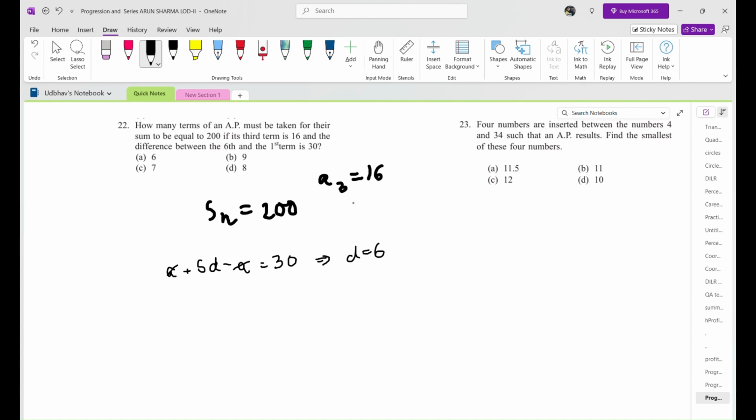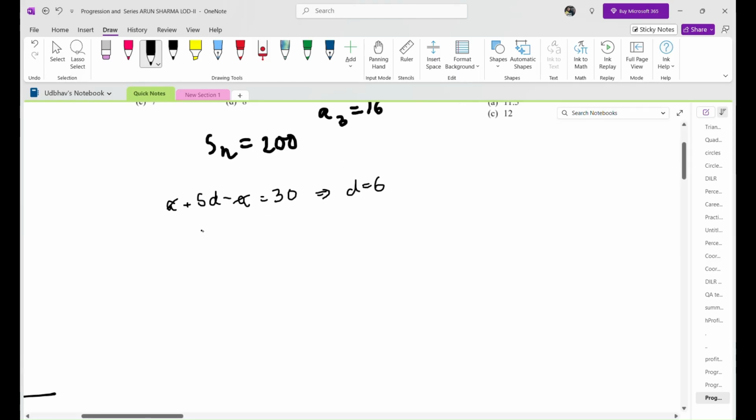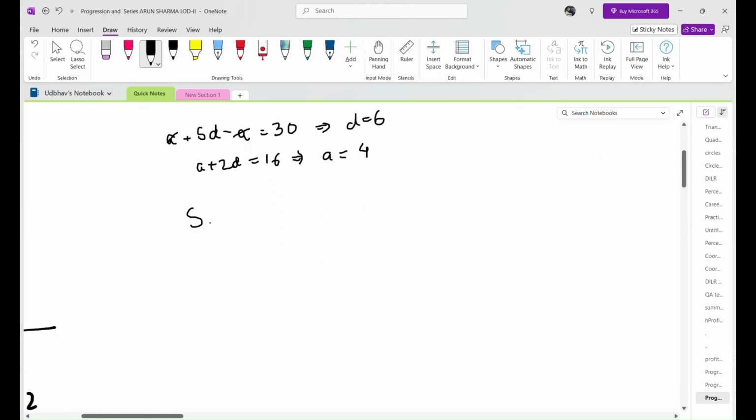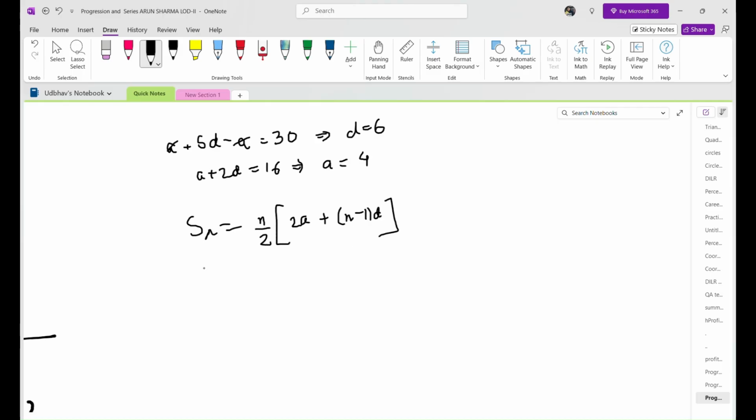And we are given A3 equals 16. How can we write A3? A plus 2D equals 16. From here we can put the value of D and we can get A equals 16 minus 12, that is 4. So now we have to find N so that the sum is 200. The formula for Sn is directly N upon 2, 2A plus N minus 1 into D. Sn is given 200.